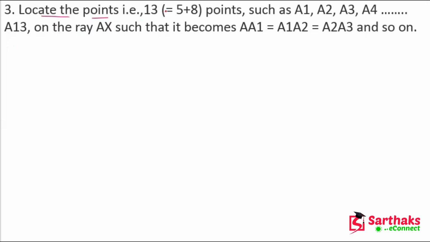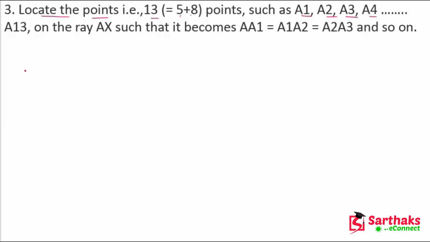Now the next step is to locate the points. Because we have the ratio 5:8, if we do 5 plus 8 we get 13. So we have to locate 13 points such that A1, A2, A3, A4 and so on till A13. We can solve this by method number 1 also, but here we are solving by method number 2. Whichever method you like, you can solve it.